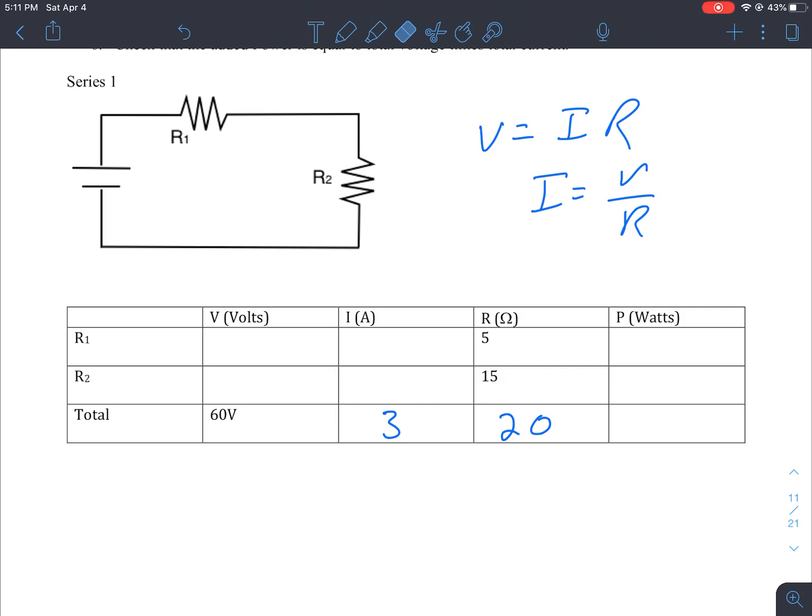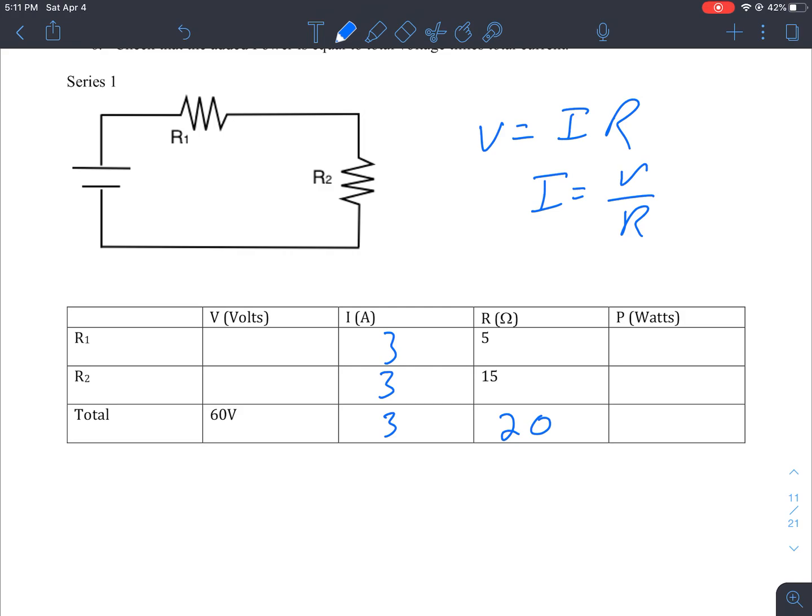So what can we find? Well, we can't find voltage because we only have one variable for each resistor. But here's the tricky part. Since we know the current was the same at every resistor, once we found the total current, that's the same current that's going to be everywhere. So I erased that. So 3 amps everywhere.